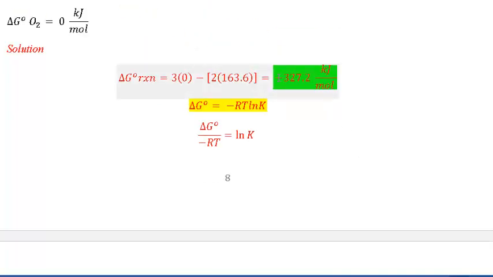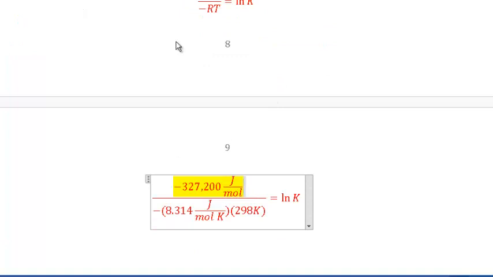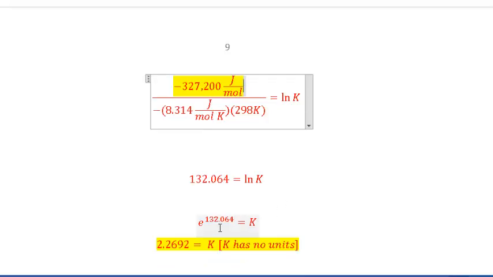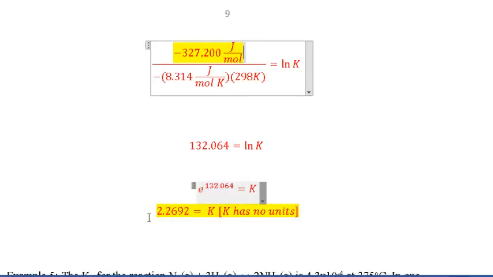And so the minus from delta G naught and the minus from the RT cancel. So we get a positive value for natural log of K. Take the inverse natural log, which is e, and this is the value that I got for K. You can check my math. K has no units, so make sure you remember we don't put units for the equilibrium constant.